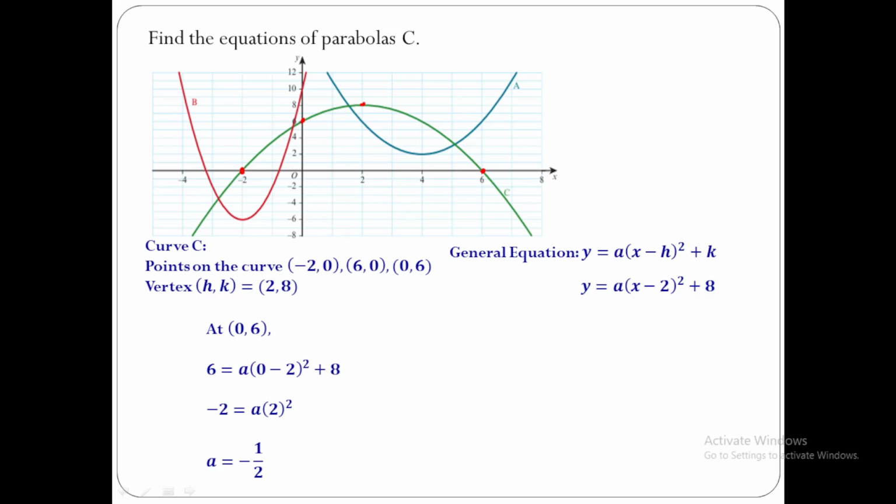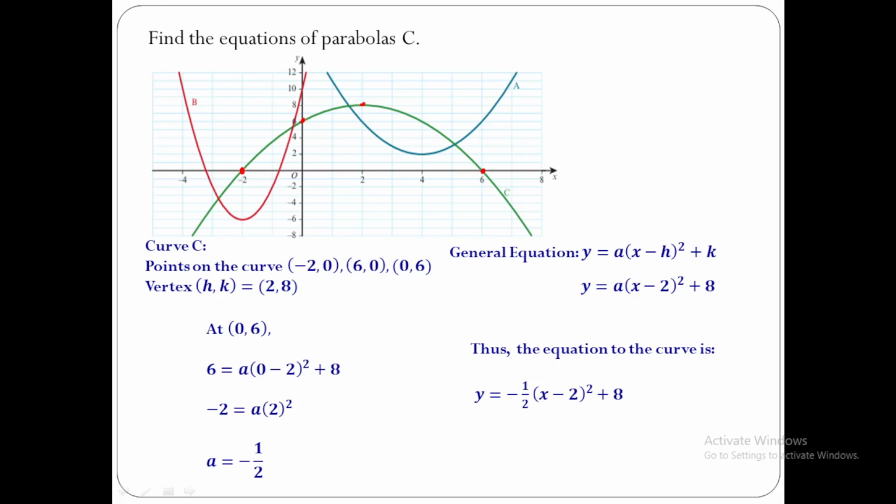Substitute 0 for x and 6 for y. 6 minus 8 is minus 2 and 0 minus 2 is minus 2, so 2 squared. So a times 2 squared is equal to minus 2. So a is equal to minus half. So the required equation is minus half times x minus 2 the whole square plus 8. This would be the equation of the curve.